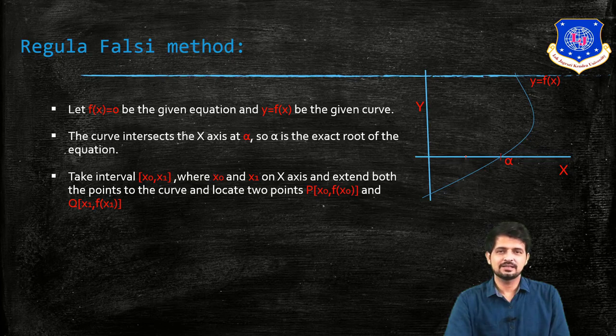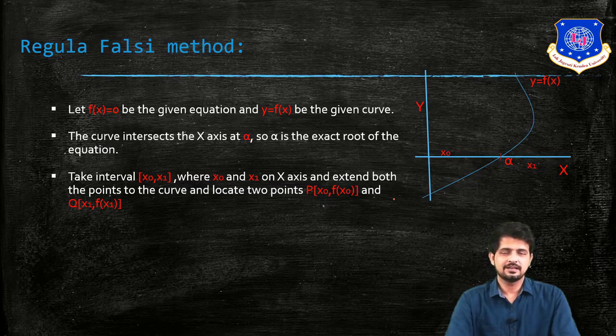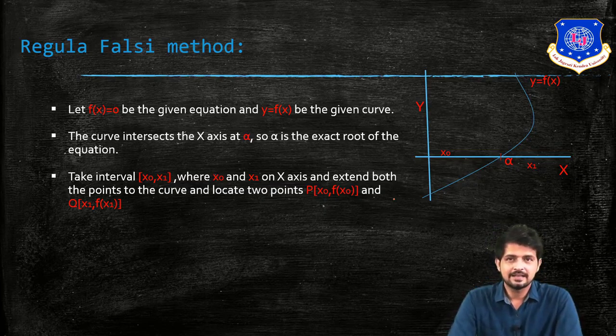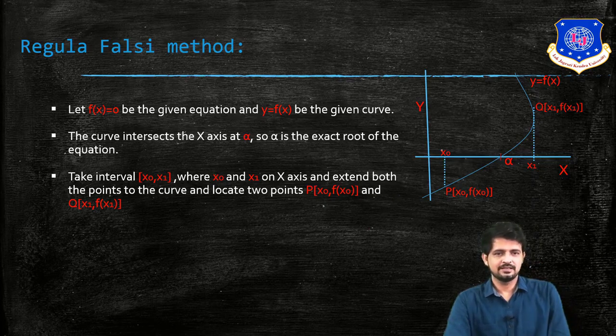As we know that this method is a bracketing method, we have to select one interval in which the root lies. So we are considering 2 points on the x-axis, x0 and x1. What is the required condition? The required condition is the same as the bisection method. The value of f of x0 should be less than 0 and the value of f of x1 should be greater than 0. So here we can see this is our x0. F of x0 is negative, so we have shown that here.